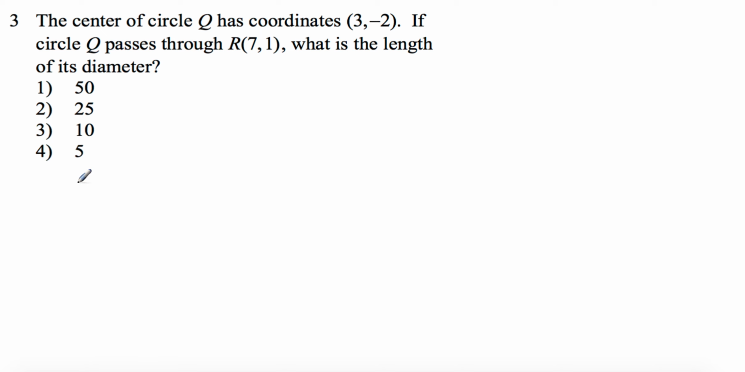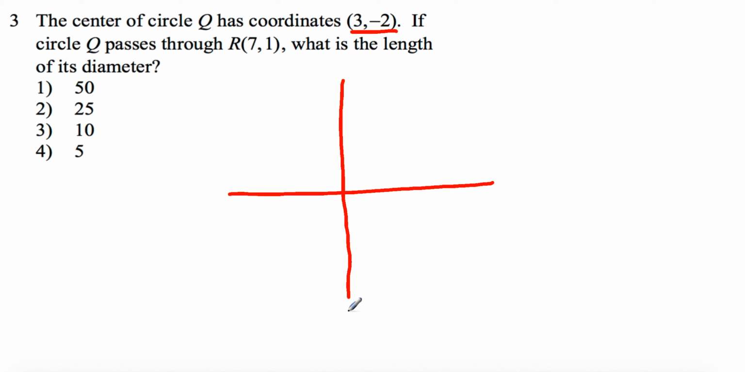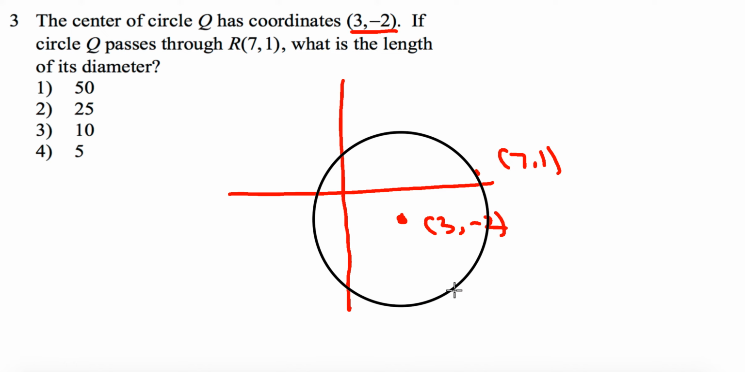All right, number 3, the center of the circle Q has coordinates this one. If the circle Q passes through this particular point, let us try to sketch that and see what we end up getting. Here we have center is 3, negative 2. Let us say this is our center. And then it passes through 7, 1. That means we are getting a circle something like this. And you can easily see that your radius would have been that length.